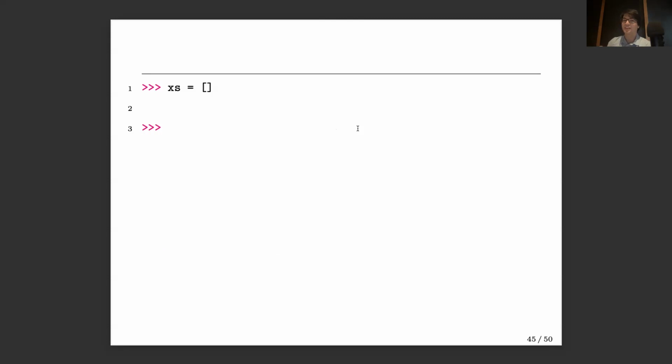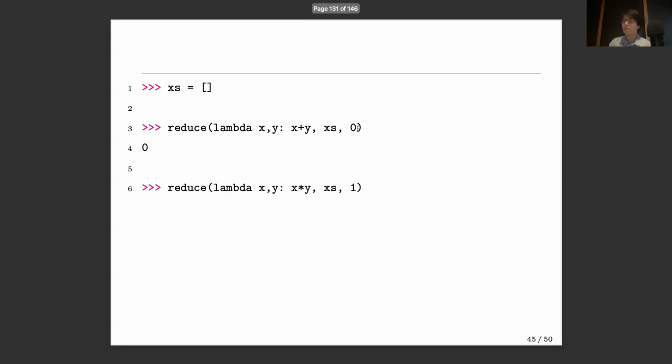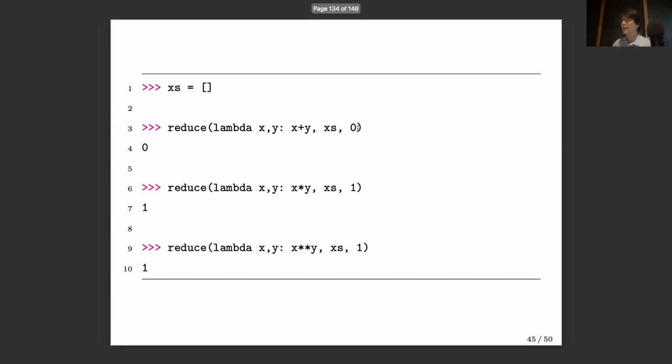This means that we've in fact said what it means to do an addition over the empty set or the empty list. If I reduce the empty list, it's just going to return that base. So what does it mean to sum the empty list? Well, you get 0 back. What does it mean to take the product over the empty list? Well, you get 1 back. What does it mean to take the exponentiation over the empty list? Well, you get 1 back again. And Python implements this.